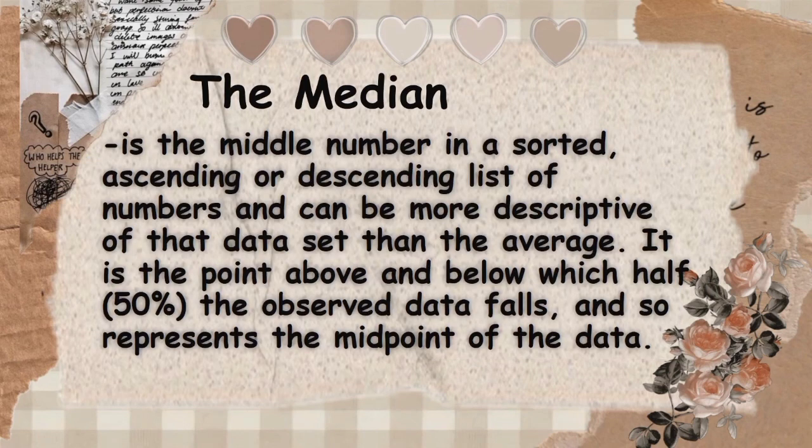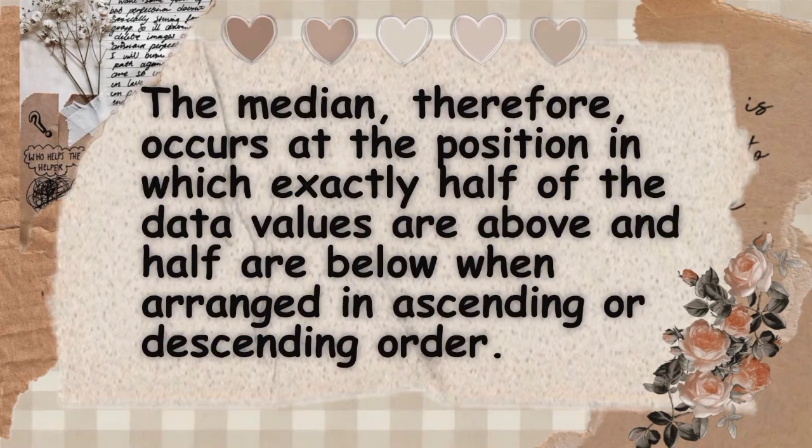Next is the median. The median is the middle number in a sorted ascending or descending list of numbers, and can be more descriptive of that dataset than the average. It is the point above and below which half, 50%, of the observed data falls, and so represents the midpoint of the data. The median, therefore, occurs at the position in which exactly half of the data values are above and half are below when arranged in ascending or descending order.